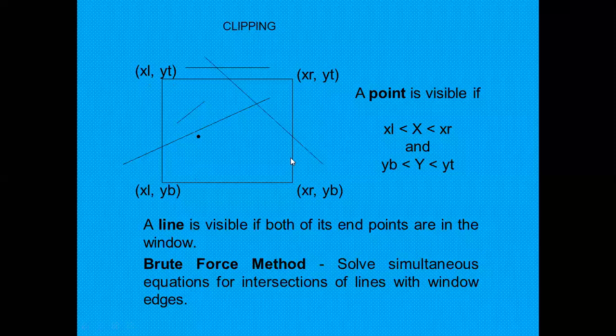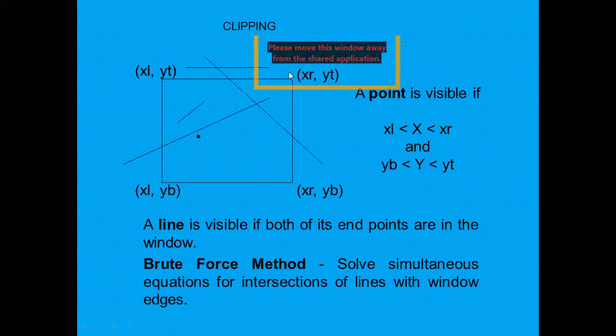After drawing the window, we will examine which line is visible or not visible, or we can say invisible. Whether it is lying partially inside the window, completely inside the window, or completely outside the window. So there are several conditions. First we consider this small line. You can see that this is the line which lies completely inside the window.